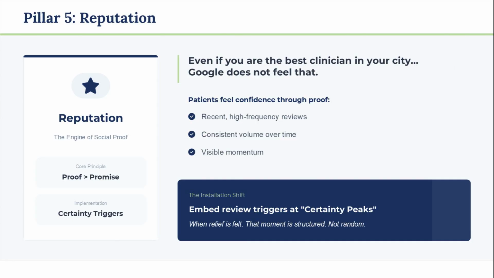And timing matters here as well, because the strongest signals are created when certainty is highest. Moments of relief, trust, validation, the same moments that create referrals. And when those moments are supported, reputation grows consistently. Because reputation is not random. It follows structure just like every other part of the life cycle.